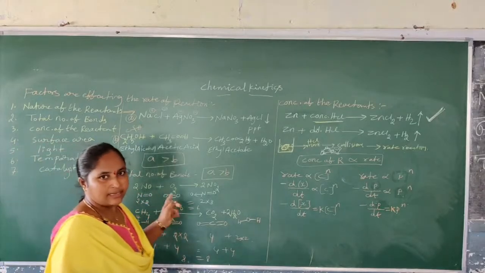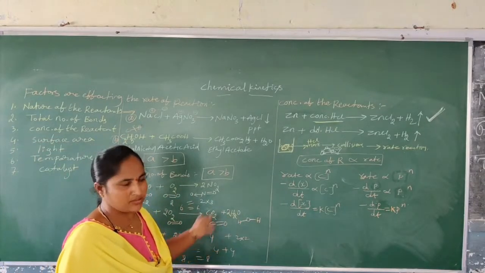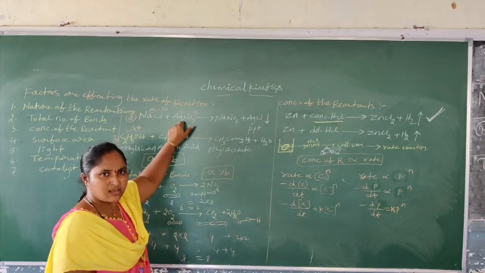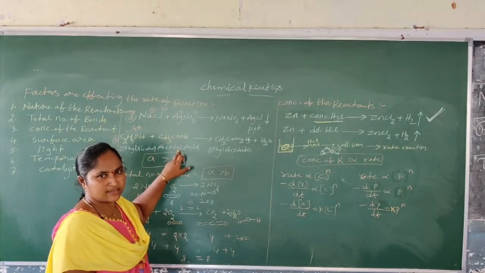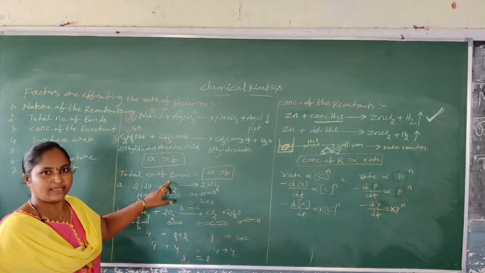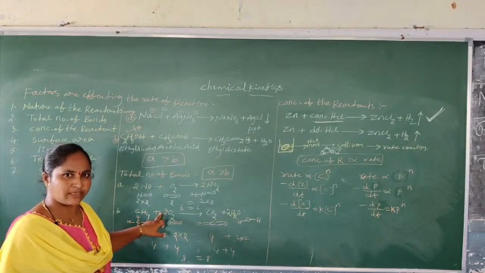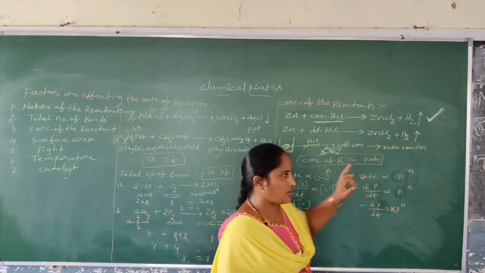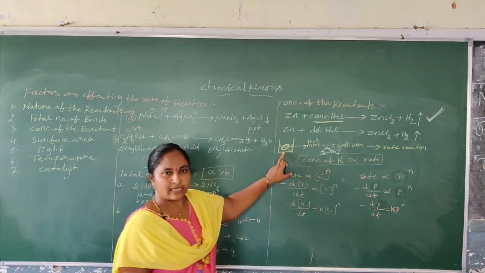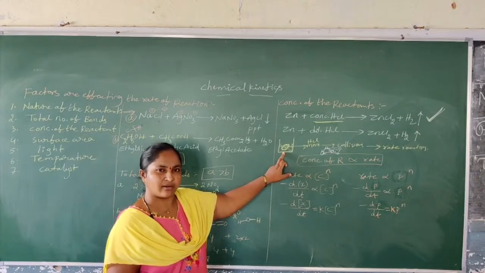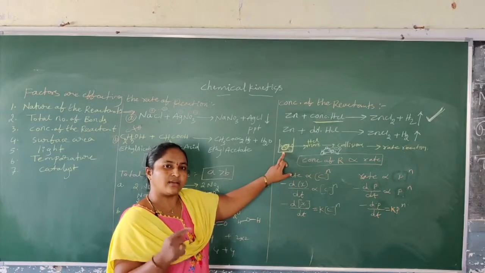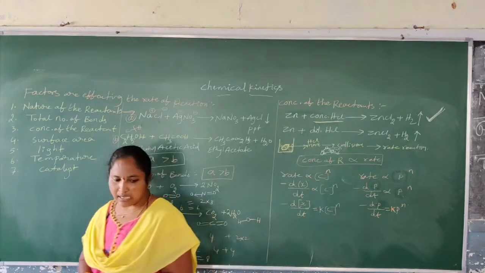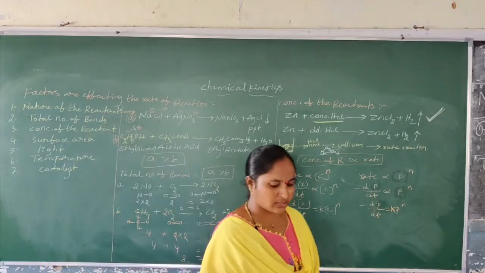First one is nature of the reactant, second one is total number of bonds, third one is concentration of the reactant. Nature of the bond: ionic substances react faster than covalent substances. Lesser bond rearrangement is faster than more bond rearrangement. When concentration increases, rate of reaction increases because in a unit volume the number of molecules increases, and they are involved in collisions. Collisions increase, so rate of reaction also increases. Are you understood? Next one.